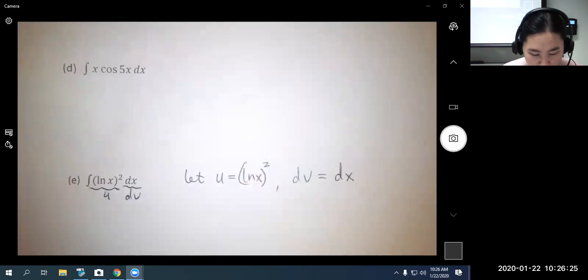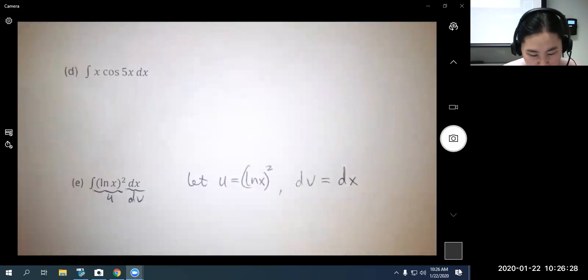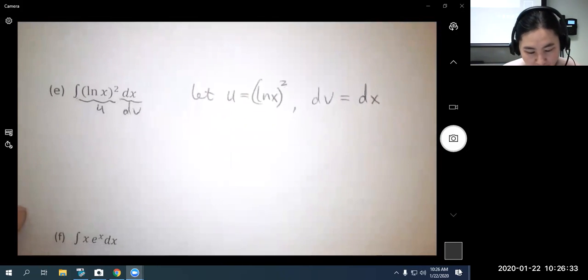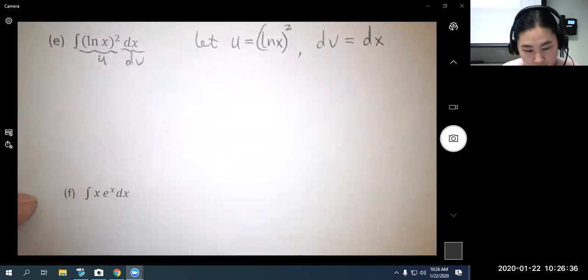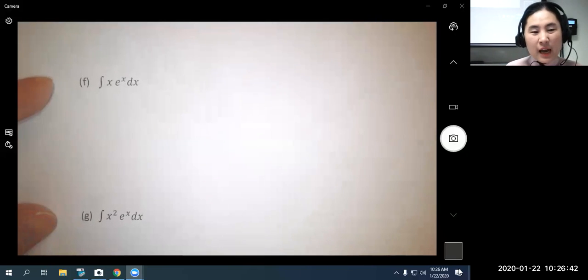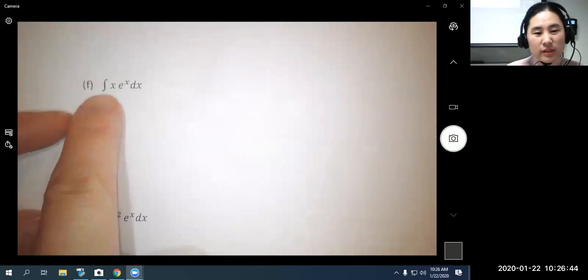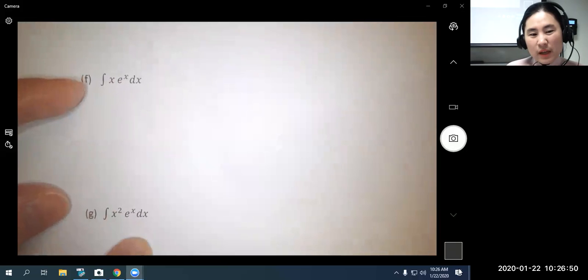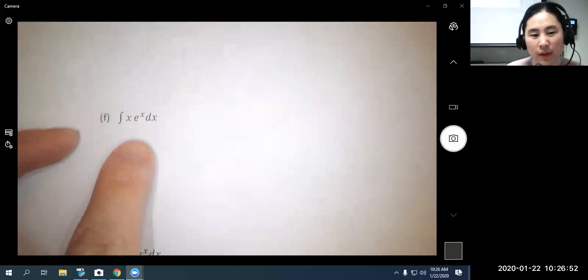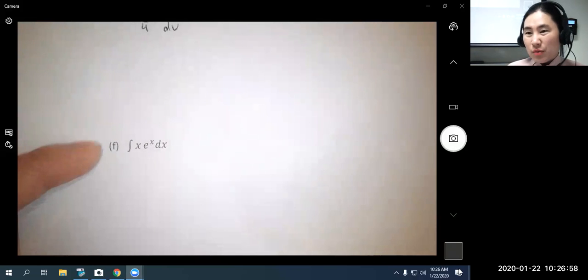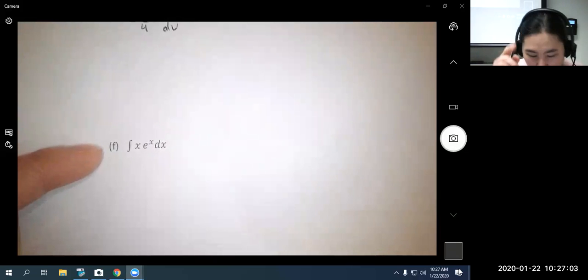All right, so this question involves the natural logarithm. Now let's talk about something involving exponentials. We have questions F and G, involving the exponential. This question is x times e to the x dx. This question is x squared times e to the x dx. So let's try them one by one. For x times e to the x dx, which function do you want to be our u? x.